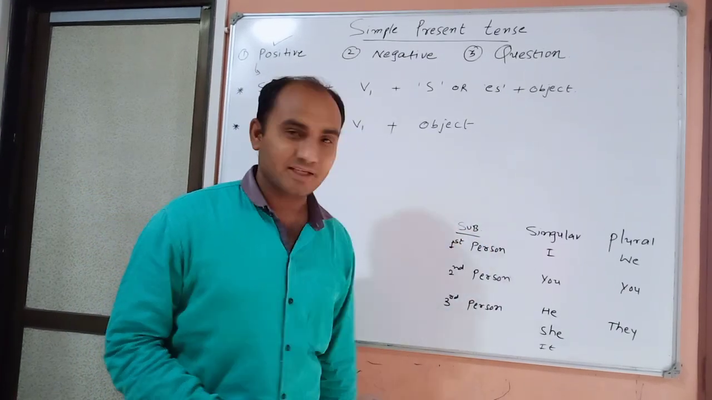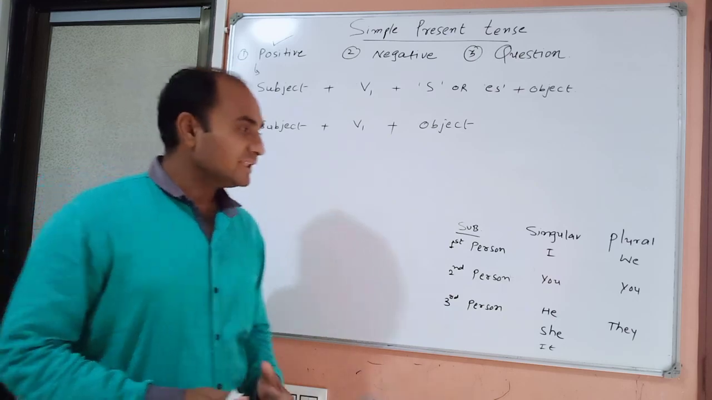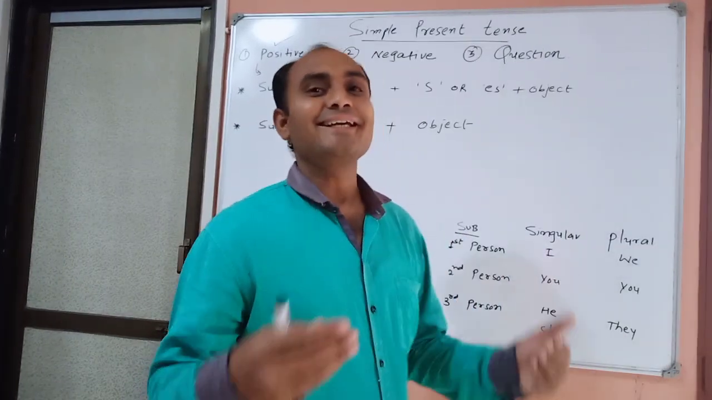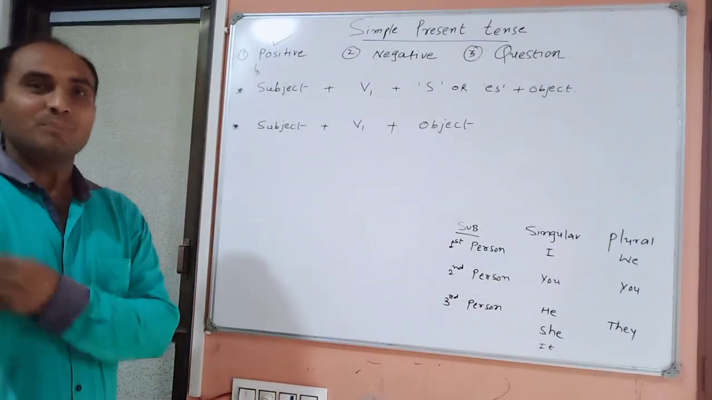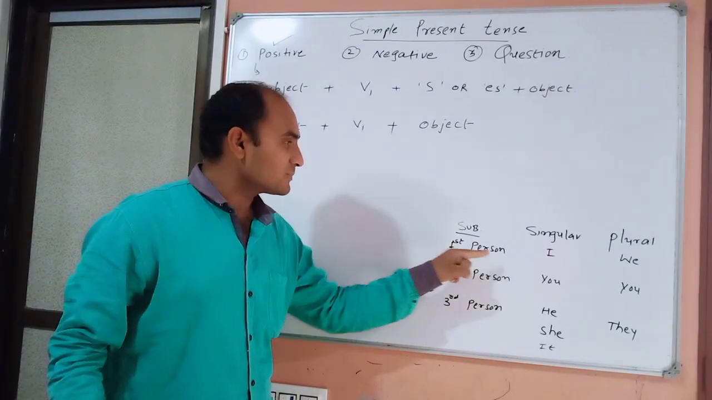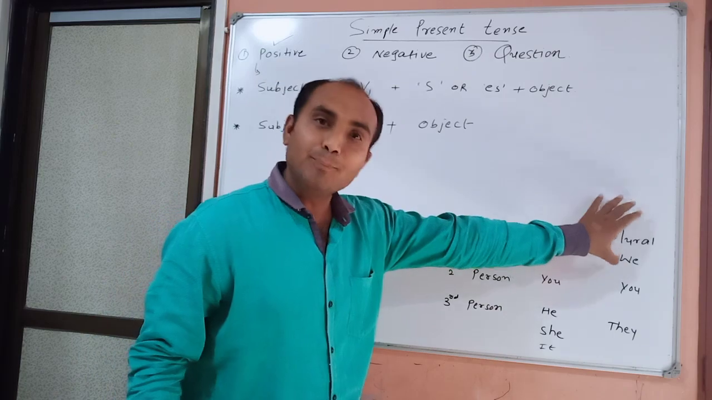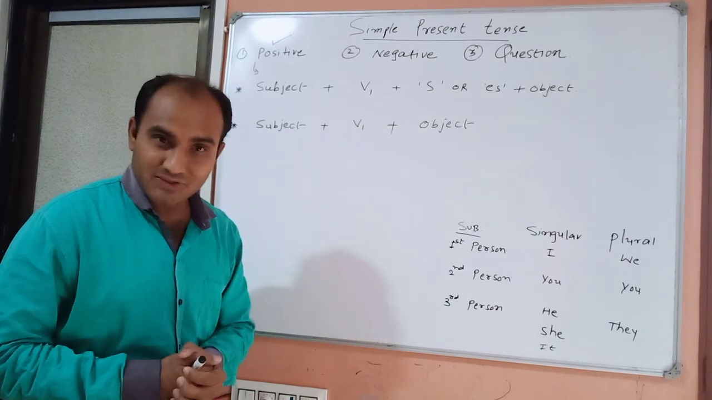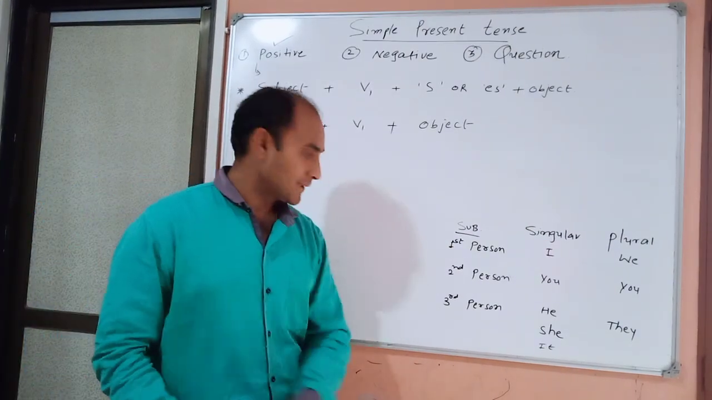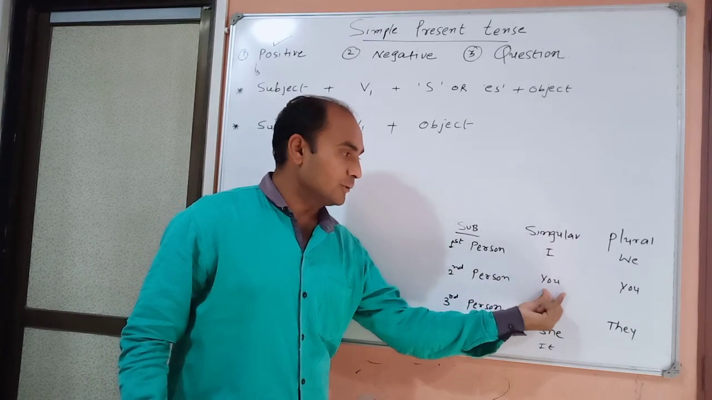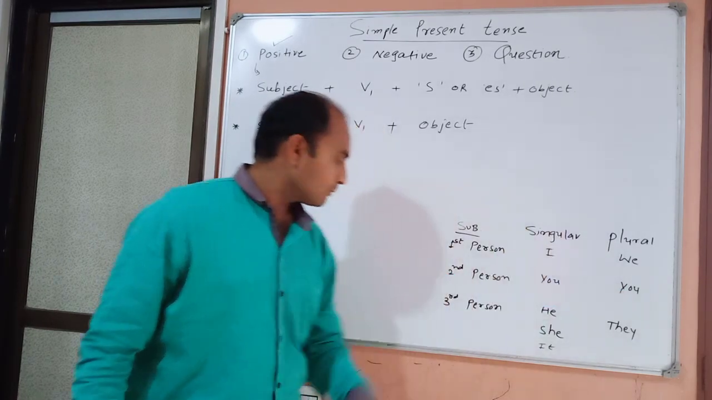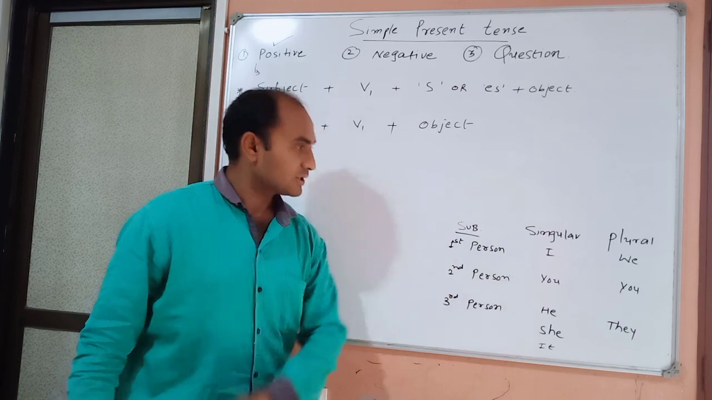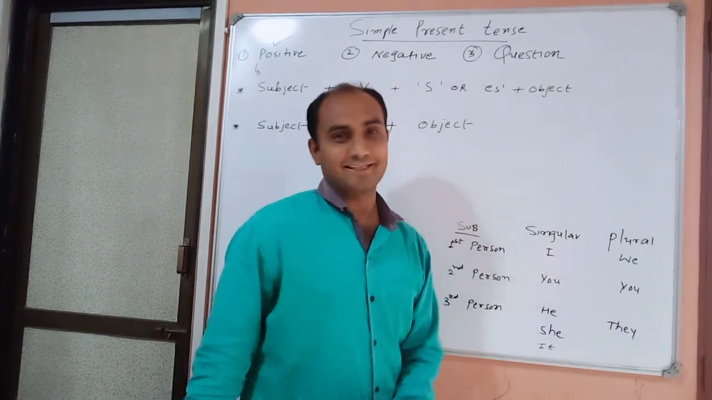Know about subject. So I, we, you, they, he, she, it. These all are subjects. But first we will discuss about the first person, singular and plural. So I and we, it is a first person, singular and plural respectively. Second person, singular you and plural also you. Third person, singular he, she, it and plural they.